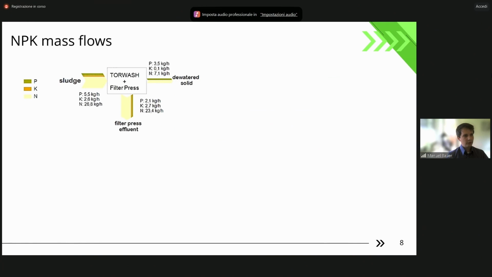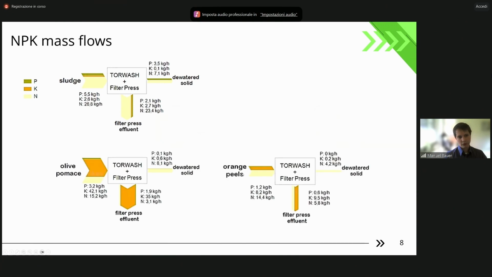Good. Now let's come to our mass flows. Here you see the paper sludge and here olive pomace and orange peels. These mass flows were done from the data of the pilot process and from our analysis. And what you can see is, not so much for the sludge, but for the olive pomace and the orange peels, you have some strong underestimation. So if you add, for example, the phosphorus on the left and on the right, it doesn't add up to 100%. This often happens in pilot processes.